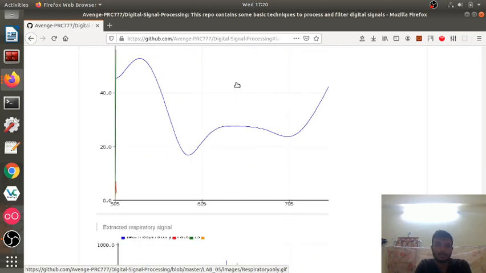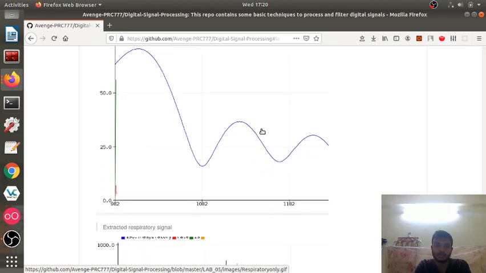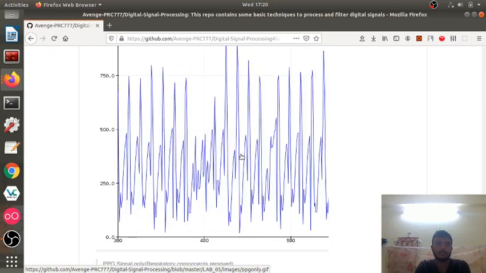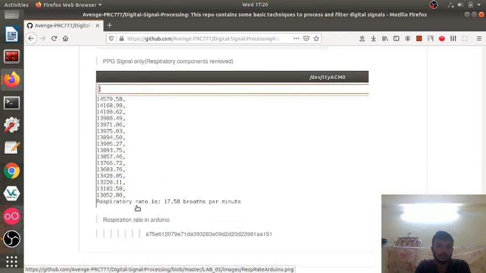So this is the extracted respiratory signal, as you can see here, and this is the PPG signal only, that is, respiratory components removed. And after that the respiratory rate that we obtain in Arduino is 17.58 breaths per minute, which is pretty much accurate and agrees with our MATLAB results.